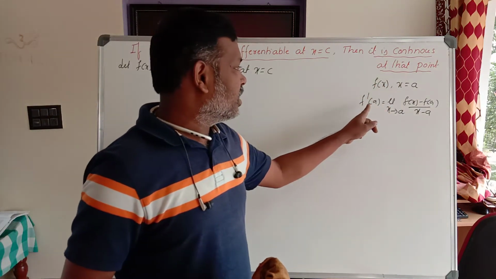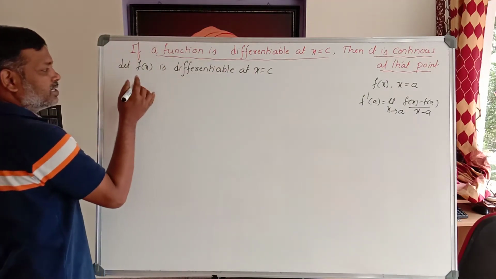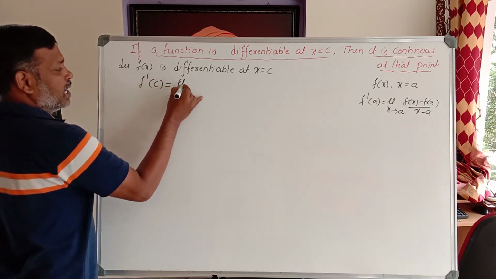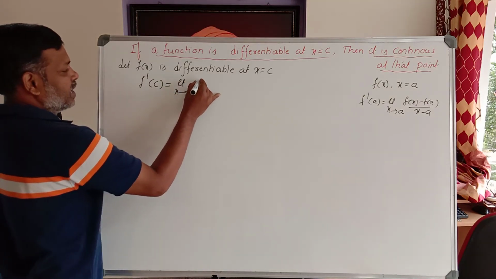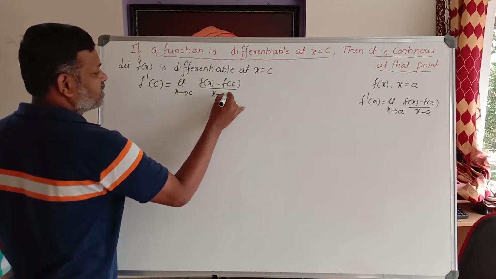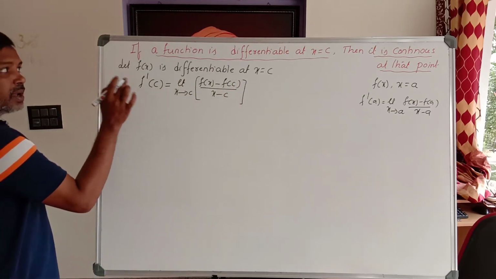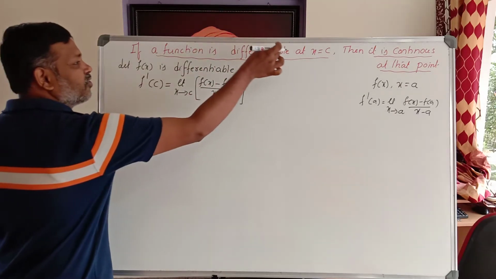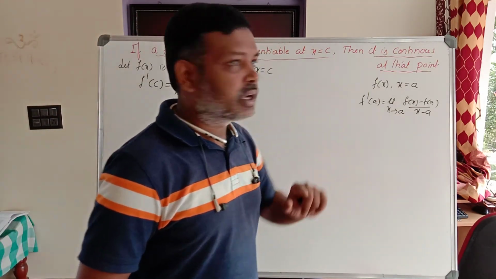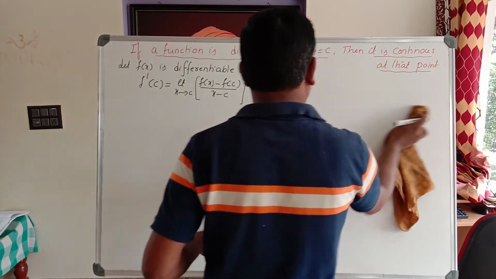Differentiability at x is equal to a, the formula is f dash of a. Since f of x is differentiable at x is equal to c, the formula becomes f dash of c is equal to limit x tends to c f of x minus f of c divided by x minus c. Why have I written this formula? Because it is given that the function is differentiable at x is equal to c. Now we wish to prove that the function is continuous at the same point, the point is c.